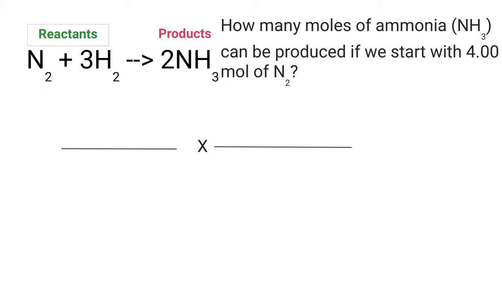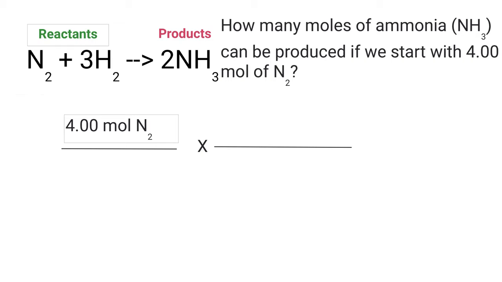So the given amount, which is 4 moles of N2, will have to go in the top left. So we place that in the top left of our dimensional analysis setup, 4 moles of N2. Now, once you put your given amount in, the next thing to do is to put the ratio that we talked about from the equation into this setup. So at the bottom, we need to cancel out moles of N2.